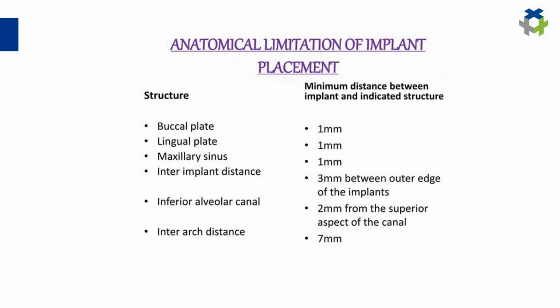Okay. So the minimal distance between an implant and a buccal plate is 1 mm. Implant and a lingual plate is 1 mm. Implant and a maxillary sinus is 1 mm. The inter-implant distance is 3 mm between the outer edges of the implants. From the inferior alveolar canal, it should be 2 mm from the superior aspect of the canal. And the inter-arch distance should be 7 mm.